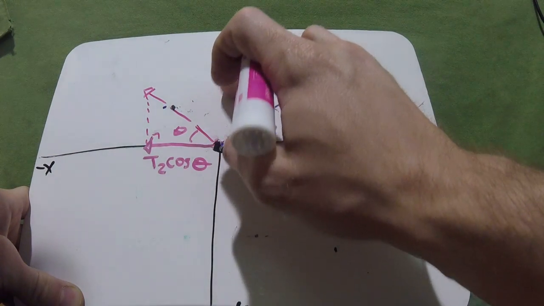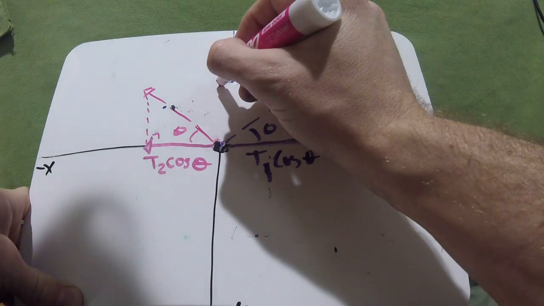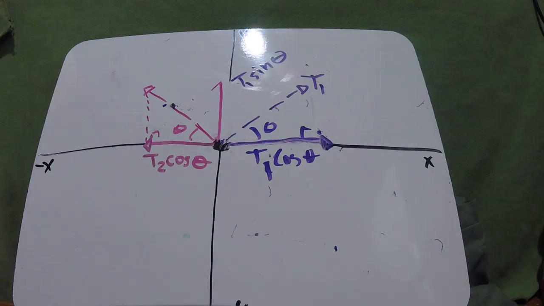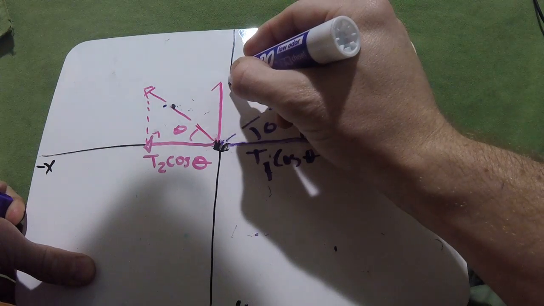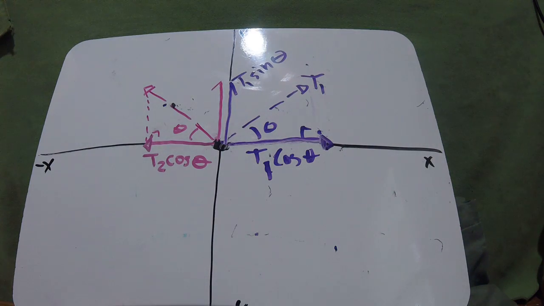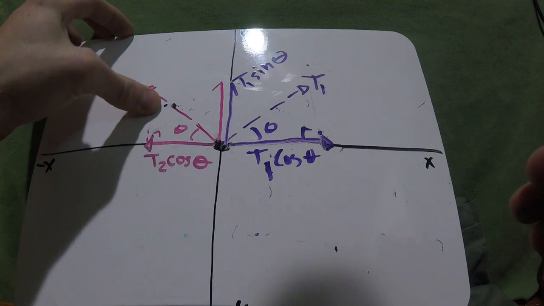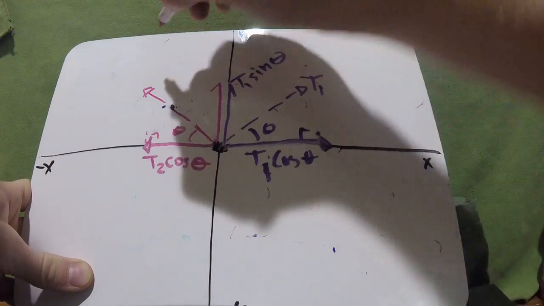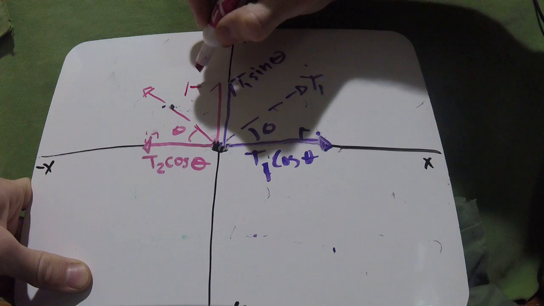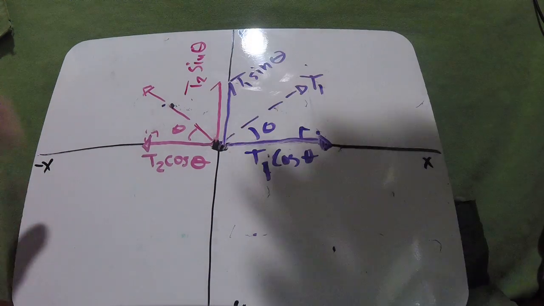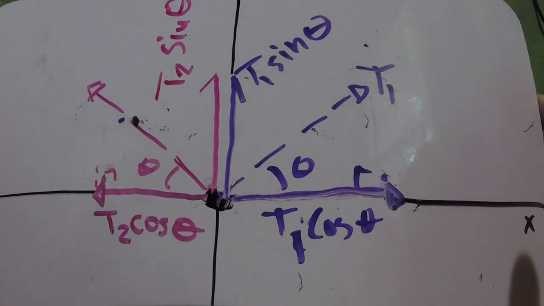Now I'm going to erase this, not because it doesn't exist, but just for clarity. So I got this guy here, and this guy here. And they're both acting in the positive y direction. Right? So this is no longer here. And this one is T2 sine theta. Okay?